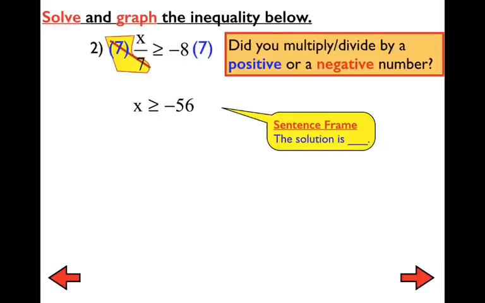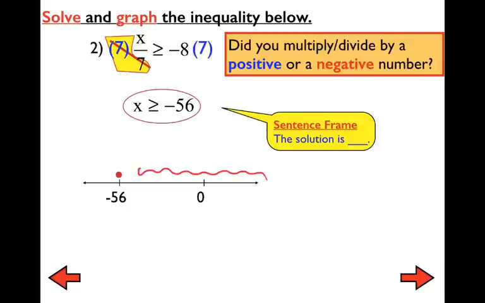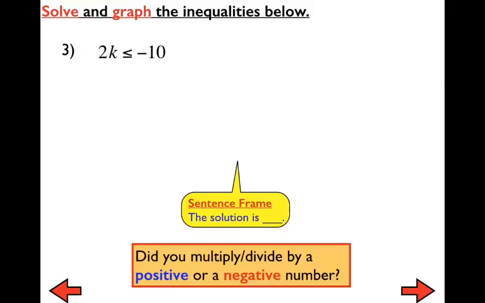Once again, we do not flip the inequality symbol in this problem because we multiplied by a positive number. The graph should be a closed circle over negative 56. We're talking about all the numbers that are greater than or equal to negative 56, which are all over here, and the graph should look like this. All right, everybody pause this flipped lesson and try number 3.